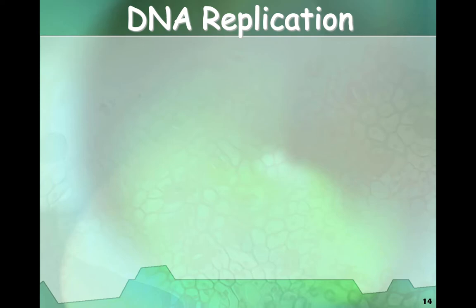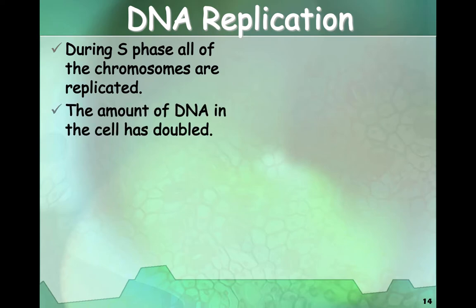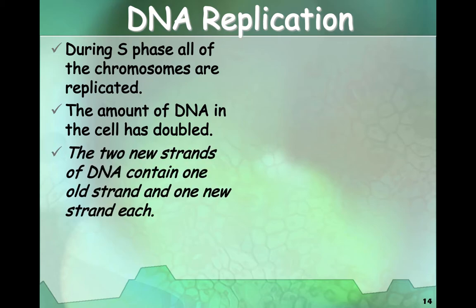DNA replication. Of course, like I said, this occurs during the S phase, where the chromosomes replicate, where the DNA strands are replicated. The amount of DNA in the cell is actually going to be doubled. And the two new strands of DNA contain one old strand and one new strand.